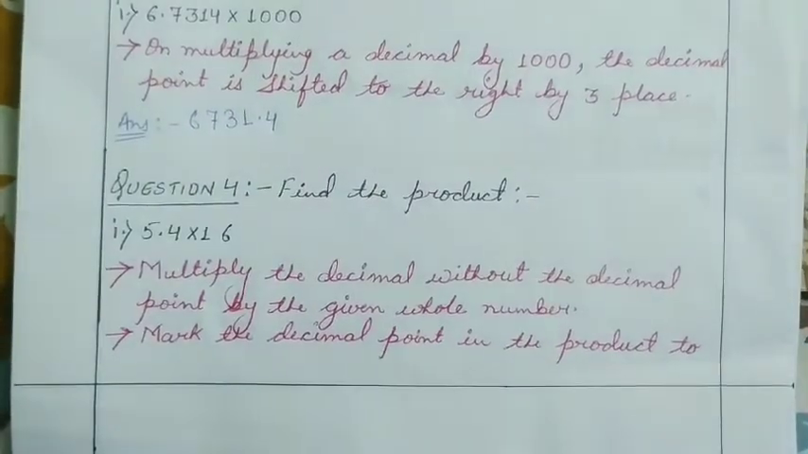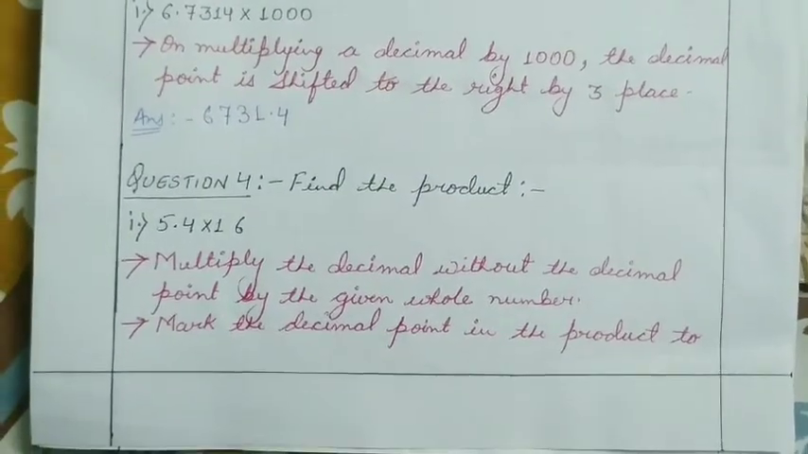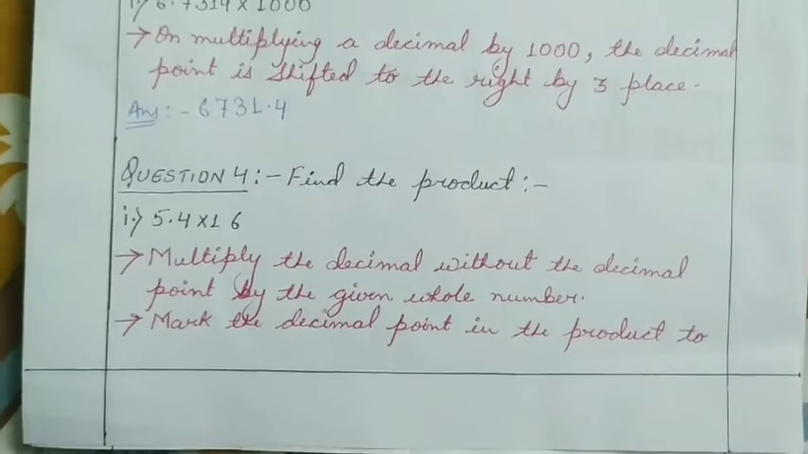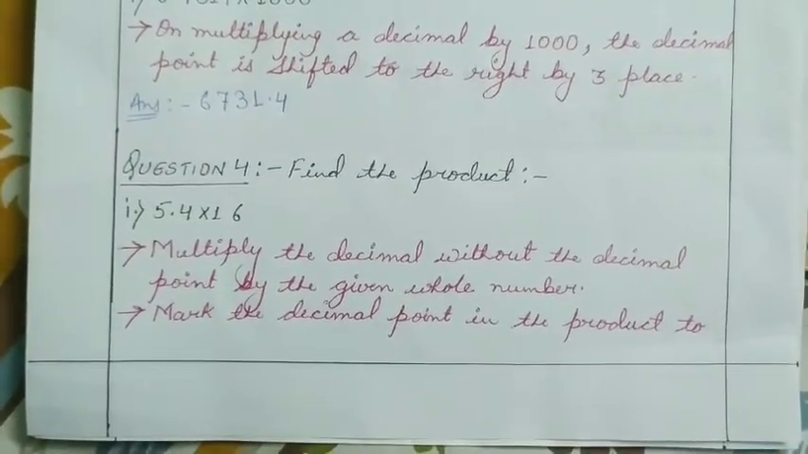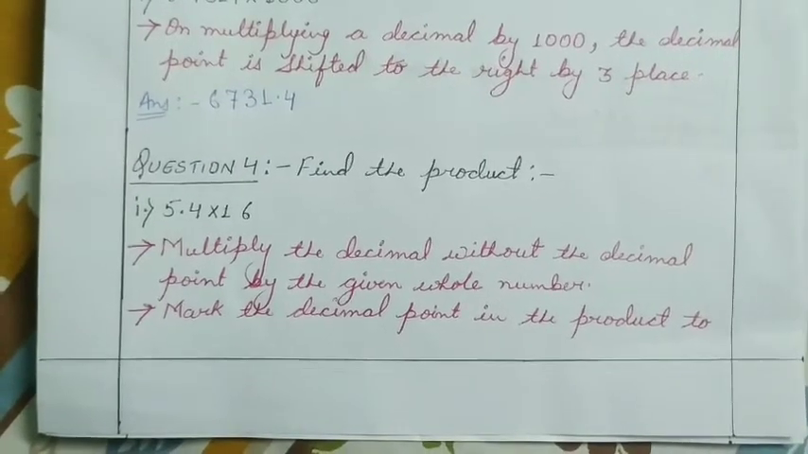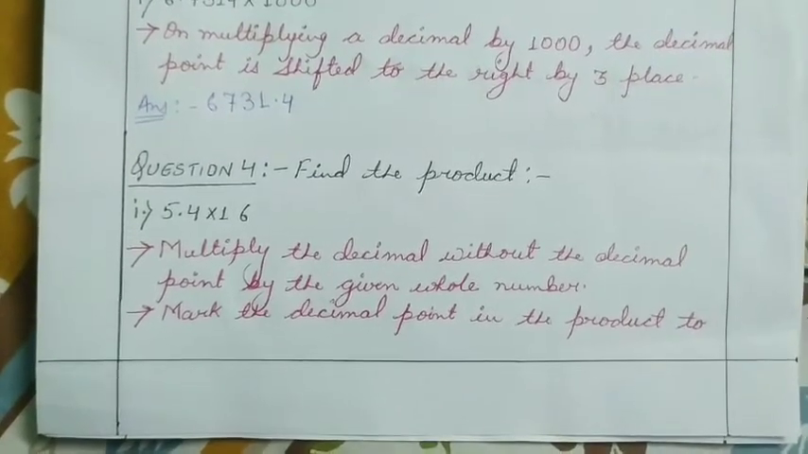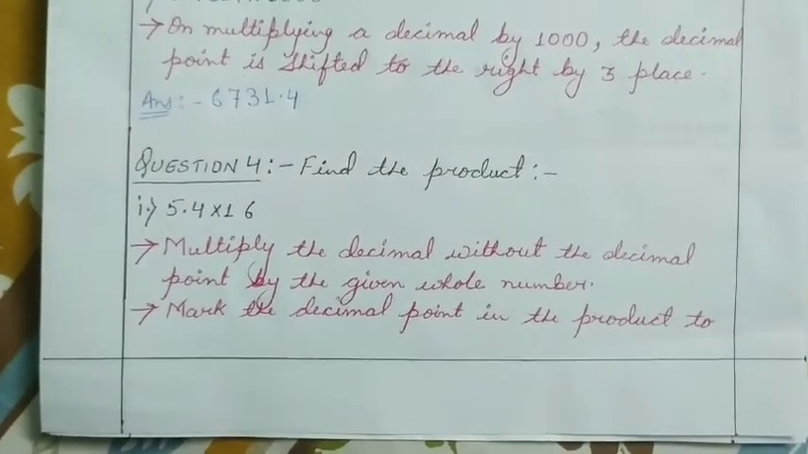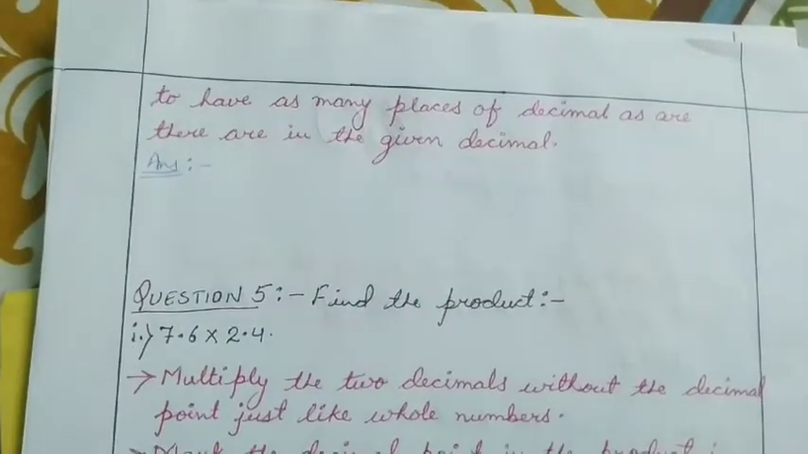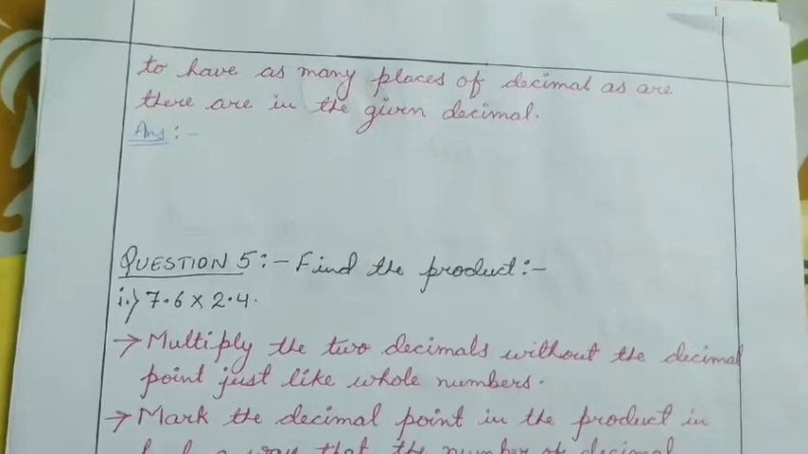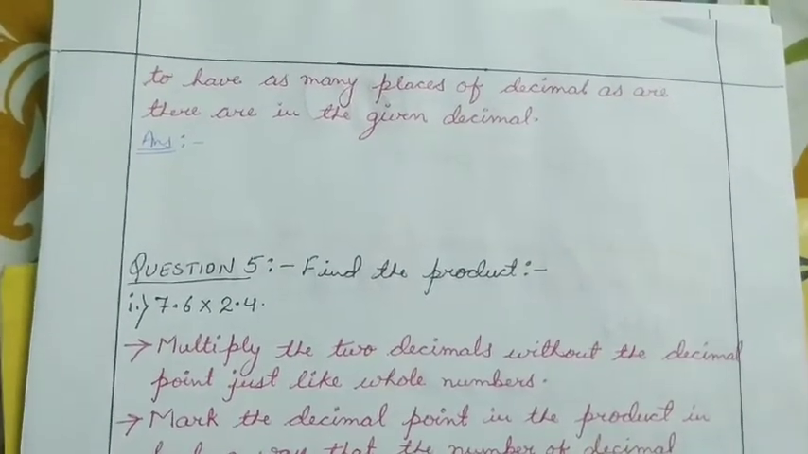number. मतलब कि जो डेसिमल नंबर 5.4 है, उसका हम डेसिमल छोड़ देते हैं, 54 उसको कंसीडर कर लेते हैं, और जो 16 है उसको 16 कंसीडर करते हैं, और हम उन दोनों को मल्टीप्लाई कर देंगे, 54 इंटू 16. And the second rule is, mark the decimal point in the product to have as many places of decimal as there are in the given decimal.